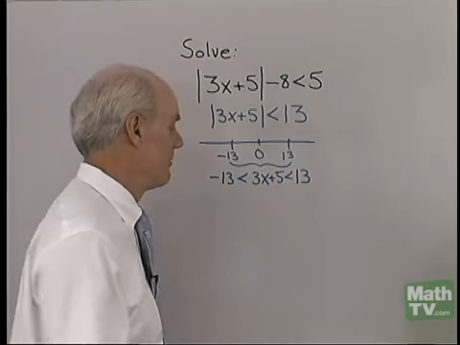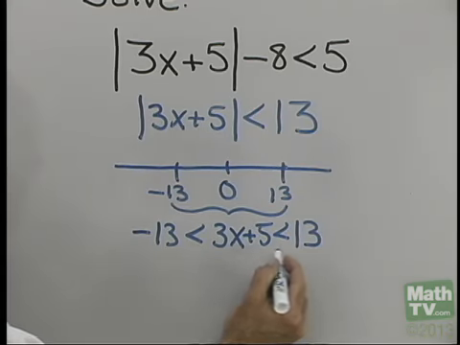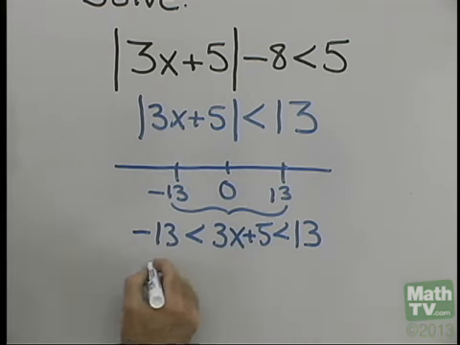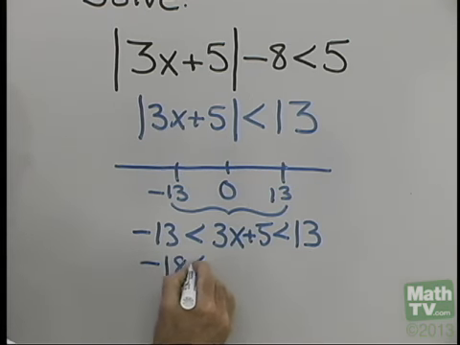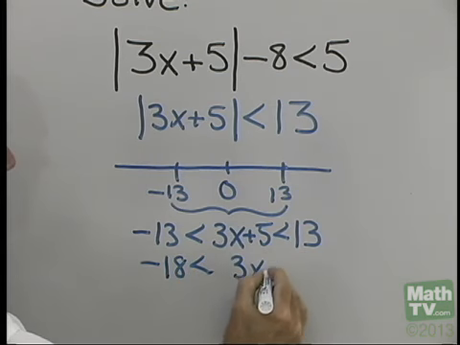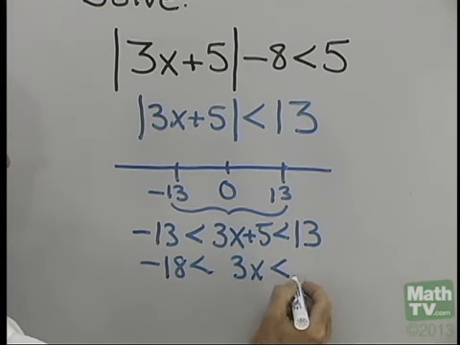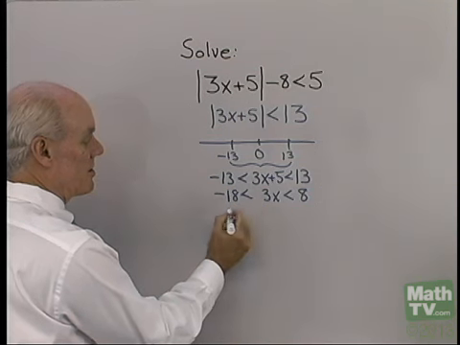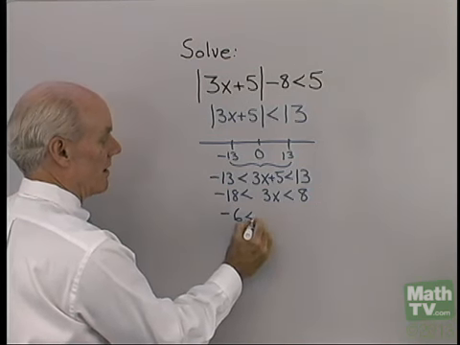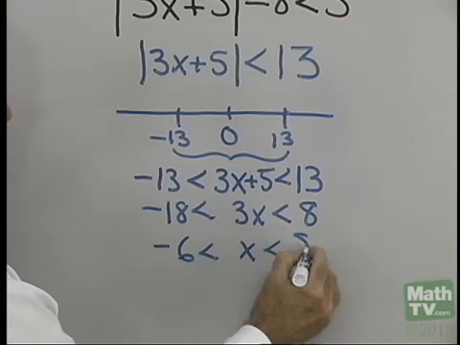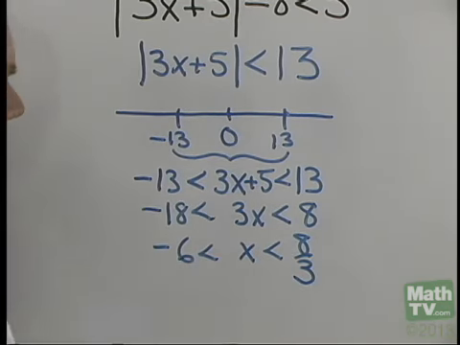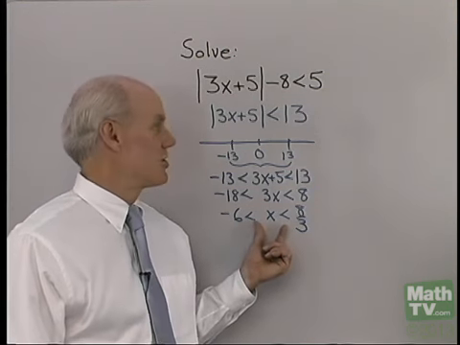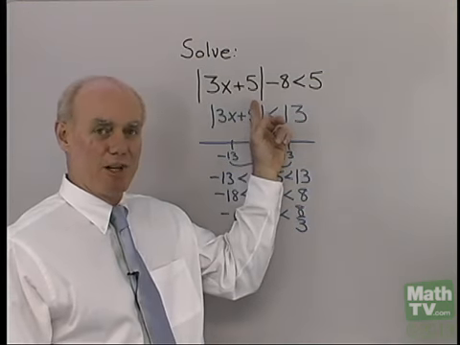Now I just have to solve it. So I'll start by adding negative 5 to each of the three expressions here. So I'll have negative 18 less than 3x less than 13 minus 5, which is going to be 8. Next, I divide the center expression by 3 to just have x, so I'll do the same thing to the outside expressions. Negative 6 less than x less than 8/3. So here's my inequality that's the solution to this absolute value inequality.